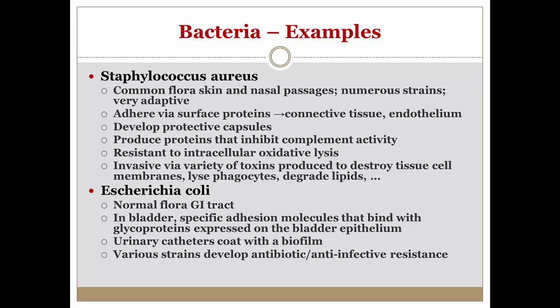We previously talked about urinary catheters being coated with a biofilm, and E. coli is frequently part of that urinary catheter biofilm. Also, like other bacteria, various strains develop antibiotic or anti-infective resistance. In our current armamentarium, we know that depending on where you live, E. coli may be resistant to sulfa, which is an anti-infective, or ciprofloxacin, which is an antibiotic.